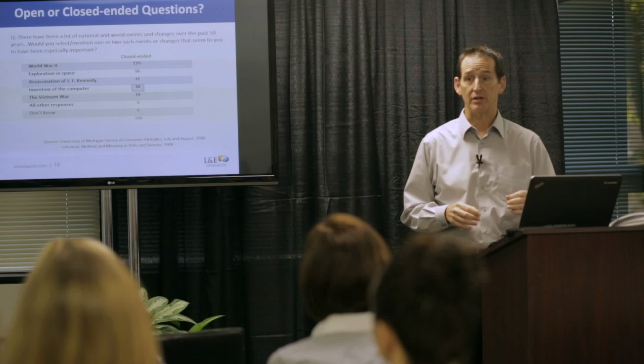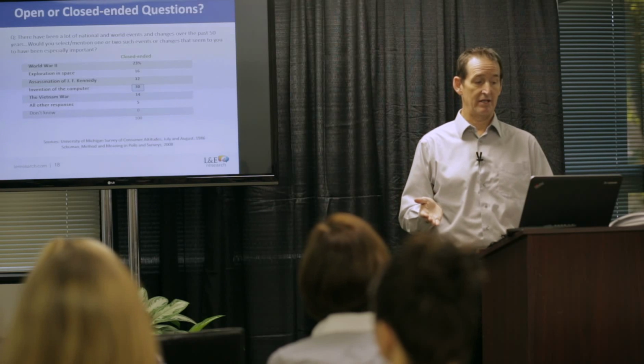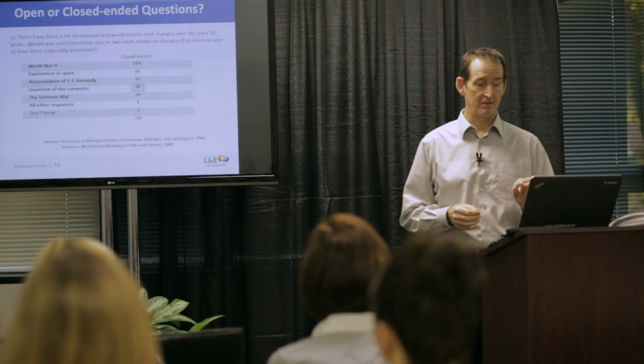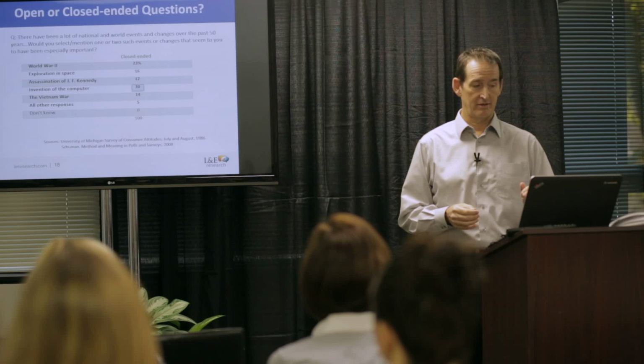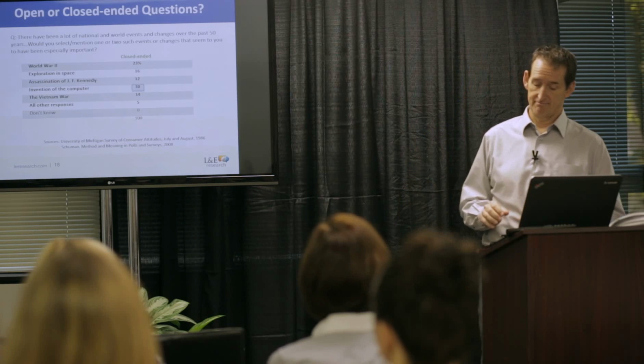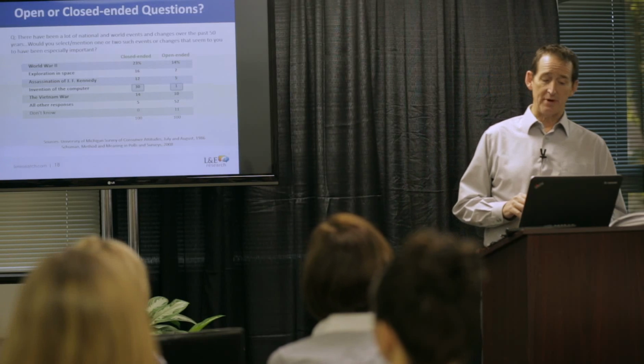The next study, which I think is really interesting, is one Howard Schuman talks about in his book Method and Meaning in Polls and Surveys, in his discussion of open versus closed-ended studies. This was done back in 1986, and the question was, there have been a lot of national and world events and changes over the past 50 years. Would you select or mention one or two such events or changes that seem to you to have been especially important? All I want to talk about for this one is invention of the computer. In the closed-ended question with these items listed, 30% of the people selected invention of the computer. In the open-ended question, only 1% mentioned invention of the computer.